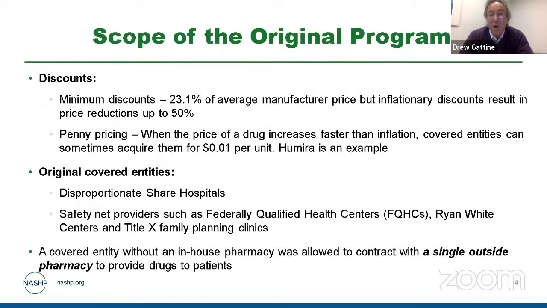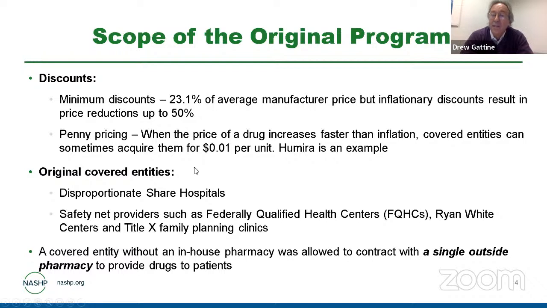So the discounts are significant, 23.1% of average manufacturer price, but those discounts can go up for drugs as prices rise higher than inflation. And there's even a situation where very expensive drugs and highly utilized drugs like Humira can be made available for the cost of a penny per unit when the price of a drug increases faster than inflation.